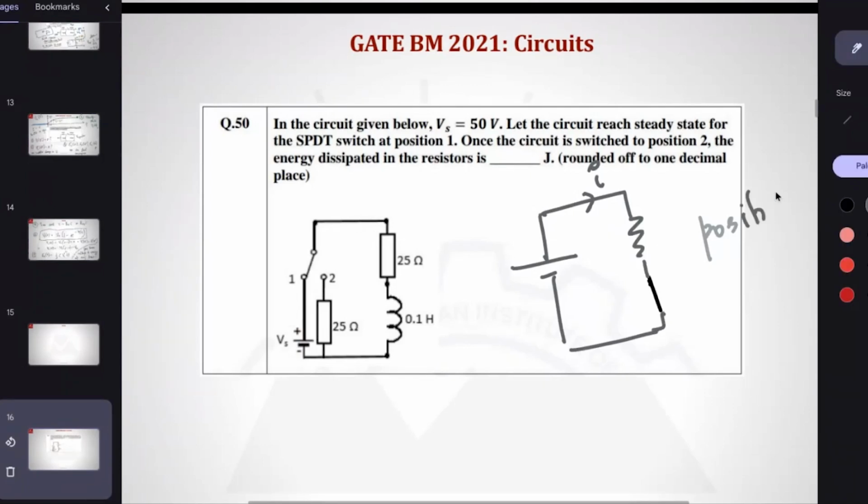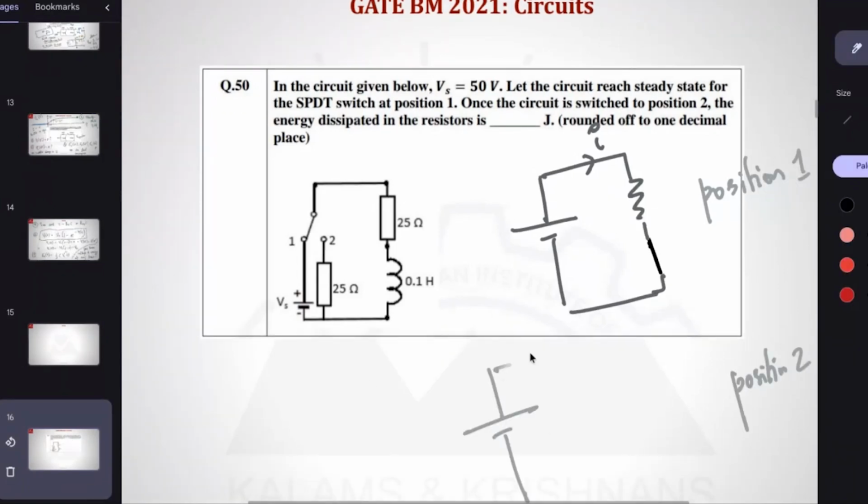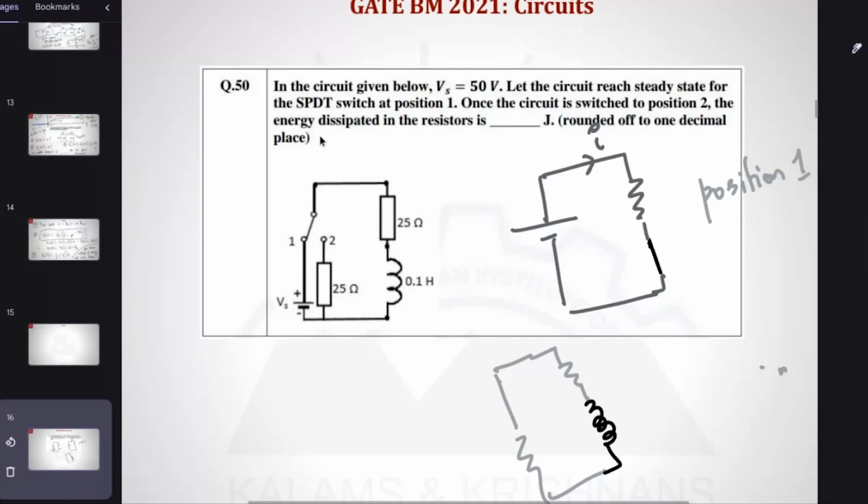This is position 2. What happens? It's an LR circuit. But should we do things as a function of time and all that? No. What they want is the energy dissipated in the resistor. Once you find the current, you can write down the answer in one line. Finding the current is one line.